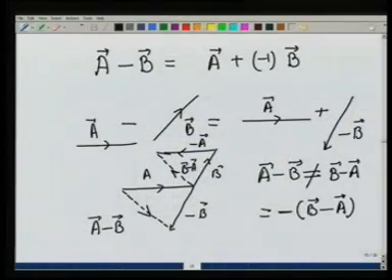Similarly, if you have to add 3 vectors, you can do a plus b, then add the third one to it. If you have to do 4 vectors, you can do a plus b, c plus d, add the 2 resultants again, and so on. Let us do 2 examples showing the summation of 2 vectors and subtraction of 1 vector from the other.